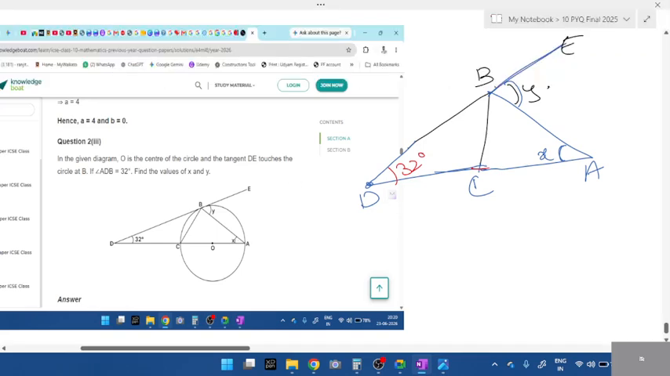If angle X is this one, according to alternate segment theorem, which one is Y, students? According to alternate segment theorem, BCA is equal to Y, right? Next, if this is X degree given, if this is X, this is Y, what about the exterior angle?